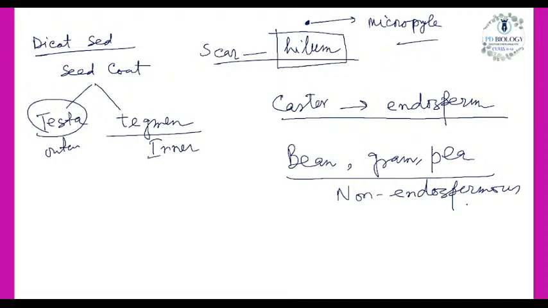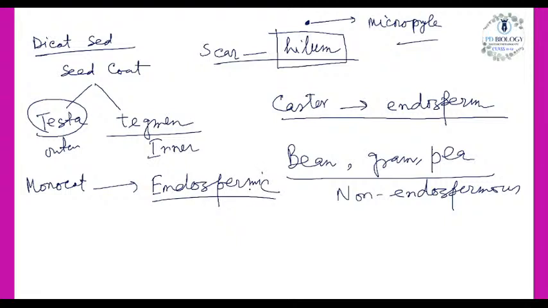And in monocotyledonous seeds, generally monocot seeds are endospermic in nature, but some are non-endospermic. There is an exception, that is the orchids. Being monocot, they are non-endospermous.